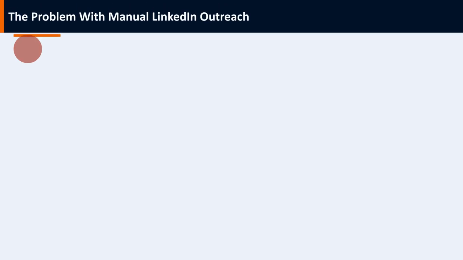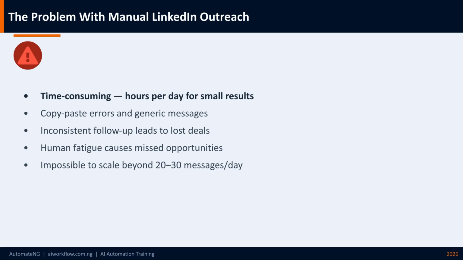Doing LinkedIn outreach manually is exhausting and prone to errors. You spend hours to reach just 20 people, leading to inconsistent follow-ups and missed opportunities. Scaling beyond 20 to 30 messages a day is impossible due to human fatigue. Automation provides the better way.